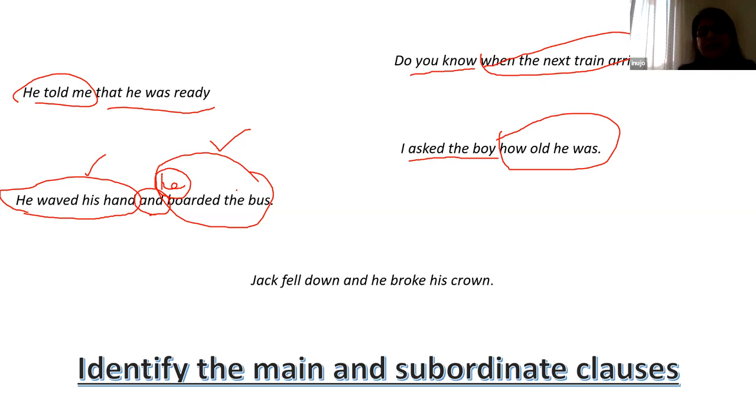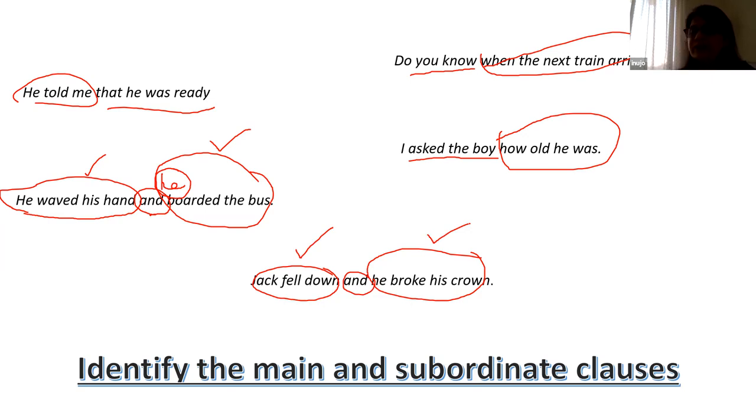Now let's go to the next one. Jack fell down and he broke his crown. In this also, children, see this. This is very important. Jack fell down. He broke his crown. Aren't they independent sentences on their own? Don't they have an independent meaning of their own? Jack fell down. He broke his crown. So both these sentences have a proper meaning and they are joined by this conjunction and. Hence, Jack fell down is a main clause of this sentence, and he broke his crown is also a main clause. In this particular sentence, there is no subordinate clause.